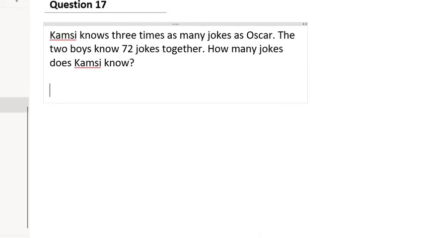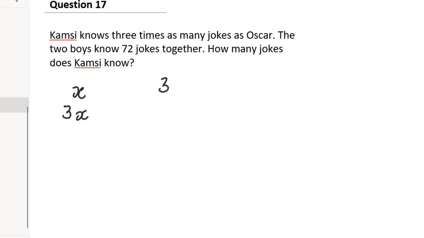For question 17. Kamsi knows 3 times as many jokes as Oscar. If Oscar knows X jokes, Kamsi knows 3 times X, 3X. The two boys know 72 jokes together. That's Kamsi 3X plus Oscar X equals 72 jokes. How many jokes does Kamsi know, which is 3X?